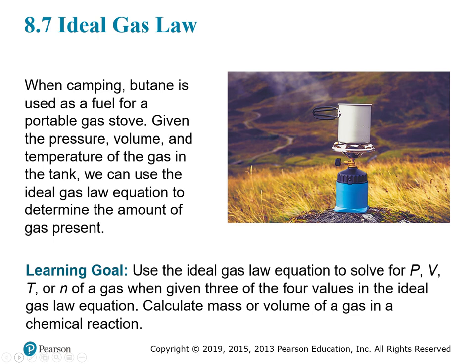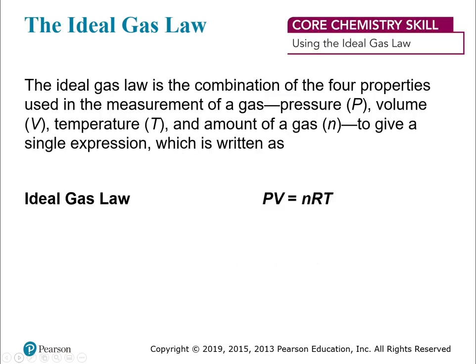Now we're going to cover the ideal gas law. The ideal gas law combines all 4 properties that we use to describe a gas: pressure, volume, temperature, and the amount of gas. We take all of those and write it in one expression. Now I only listed off 4 things, but you'll notice that there is a 5th character here, and that's R. That's our gas constant.